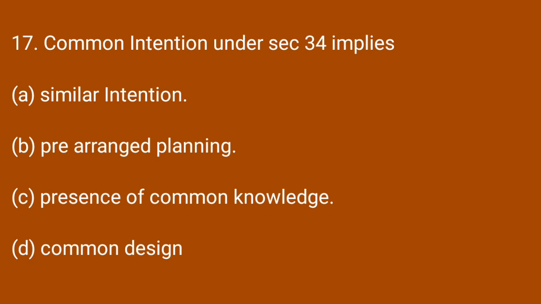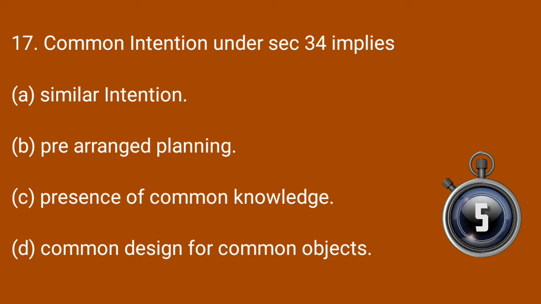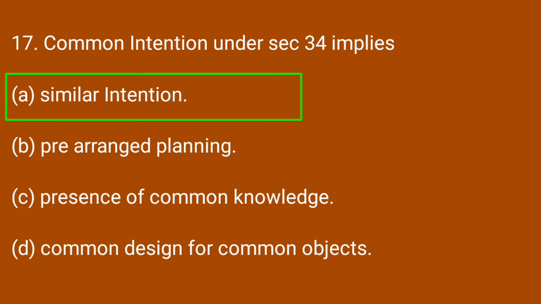Next question is, common intention under section 34 implies, option A, similar intention. B, pre-arranged planning. C, presence of common knowledge. D, common design for common objects. The right answer is A, similar intention.